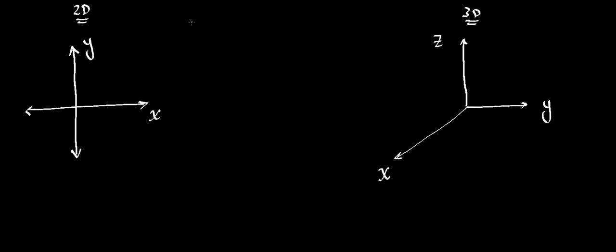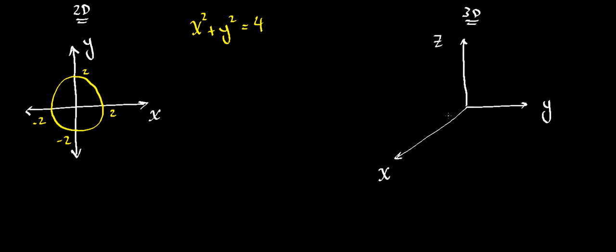So let's say we want to sketch this equation over here. x squared plus y squared is equal to 4. In 2D we know that this is an equation of a circle of radius 2. So it's just a circle of radius 2. Now how about in 3D? Well, in 3D we have this extra variable here, z.